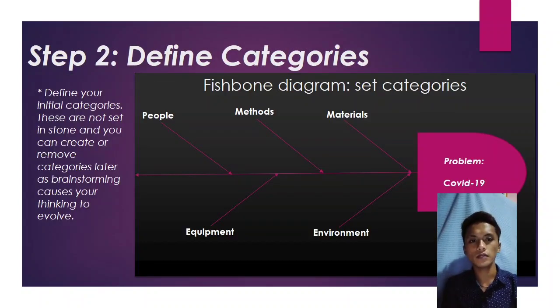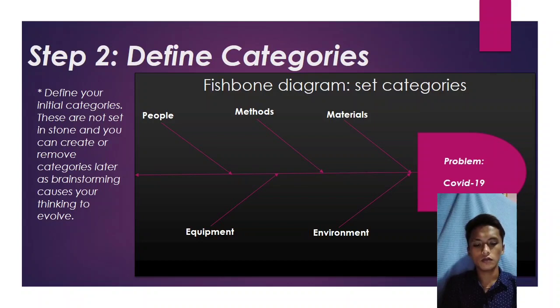Step 2. Define categories. The next step is to define the categories you'll use to guide the brainstorming. These don't need to be set in stone, and you can always create new categories or remove categories later as the brainstorming session causes your thinking to evolve. For example, we decide to use the following categories: people, methods, materials, equipment, and environment. Once you've defined your initial set of categories, I place them onto the template.